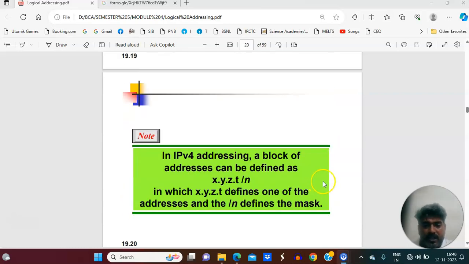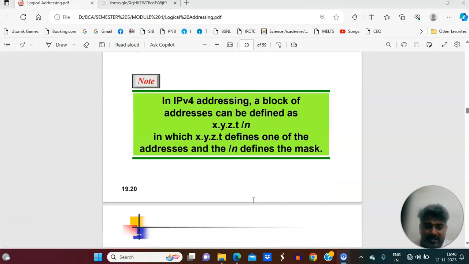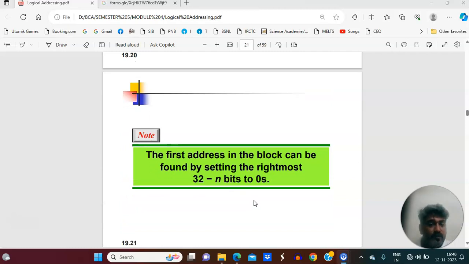In IPv4 addressing, a block of addresses can be defined as x.y.z.t/n, where x.y.z.t defines one of the addresses and the /n defines the mask. The first address in the block can be found by setting the rightmost 32 minus n bits to zeros.